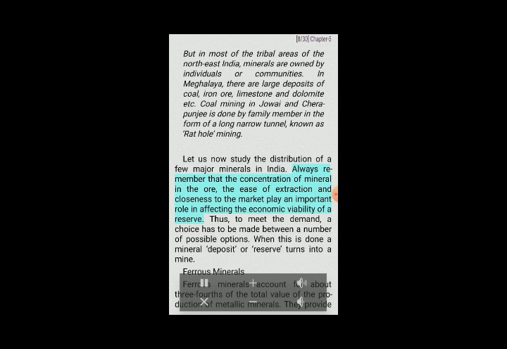Let us now study the distribution of a few major minerals in India. Always remember that the concentration of mineral in the ore, the ease of extraction and closeness to the market play an important role in affecting the economic viability of a reserve. Thus, to meet the demand, a choice has to be made between a number of possible options. When this is done, a mineral deposit, or reserve turns into a mine.